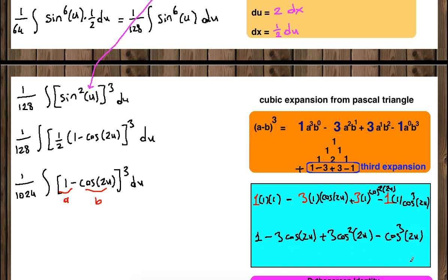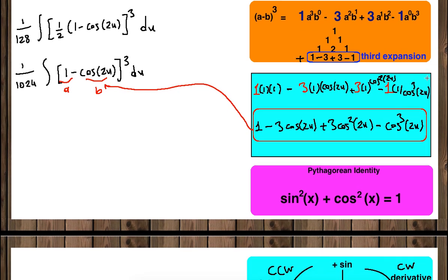So we're going to replace this with the cubic expansion. So this is our final cubic expansion. So let's rewrite everything in terms of our cubic expansion. We have 1 minus 3 cosine of 2u plus 3 cosine squared of 2u minus cosine cubed of 2u du.